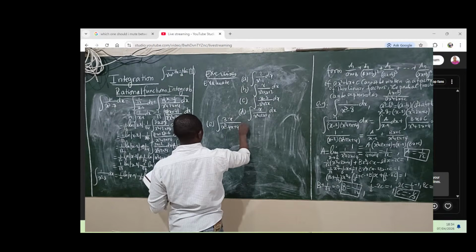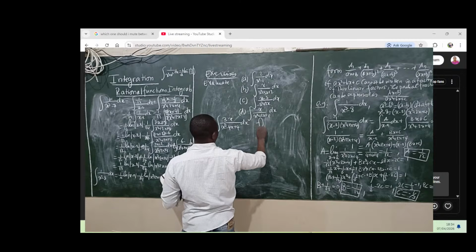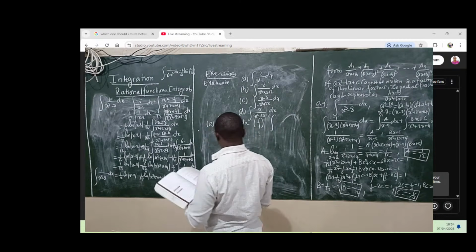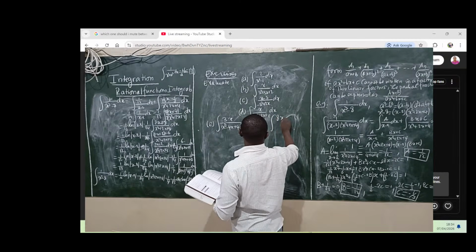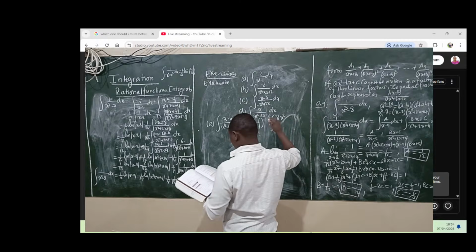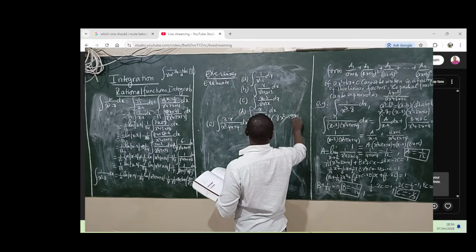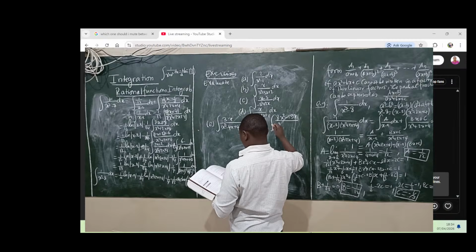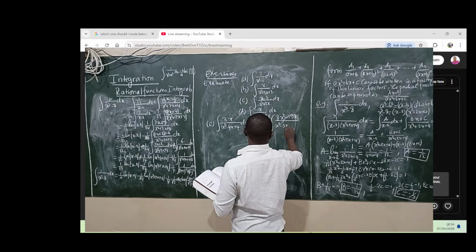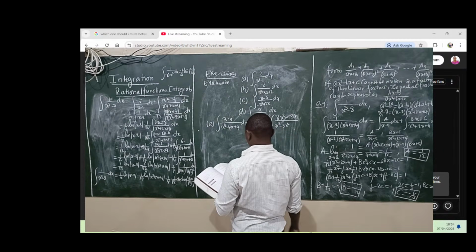F is the integral of 8x squared minus 19x divided by x cubed minus 3x squared plus 4. Okay.